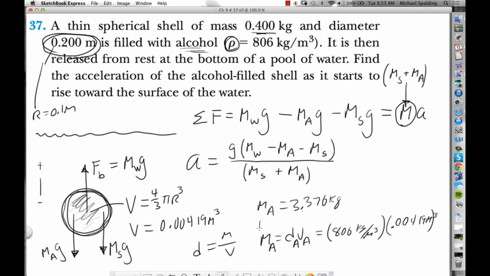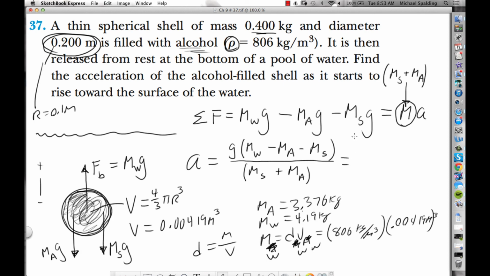And then do the same thing for the water. Just change those A's to W's, right? And by the way, the volume of the alcohol and the volume of the water are the same in this problem. Where's the alcohol? Inside the sphere, right? But the water got displaced. So the volume of the sphere is equal to the volume of the displaced water because the sphere is totally submerged. So the mass of the water comes out as 4.19.